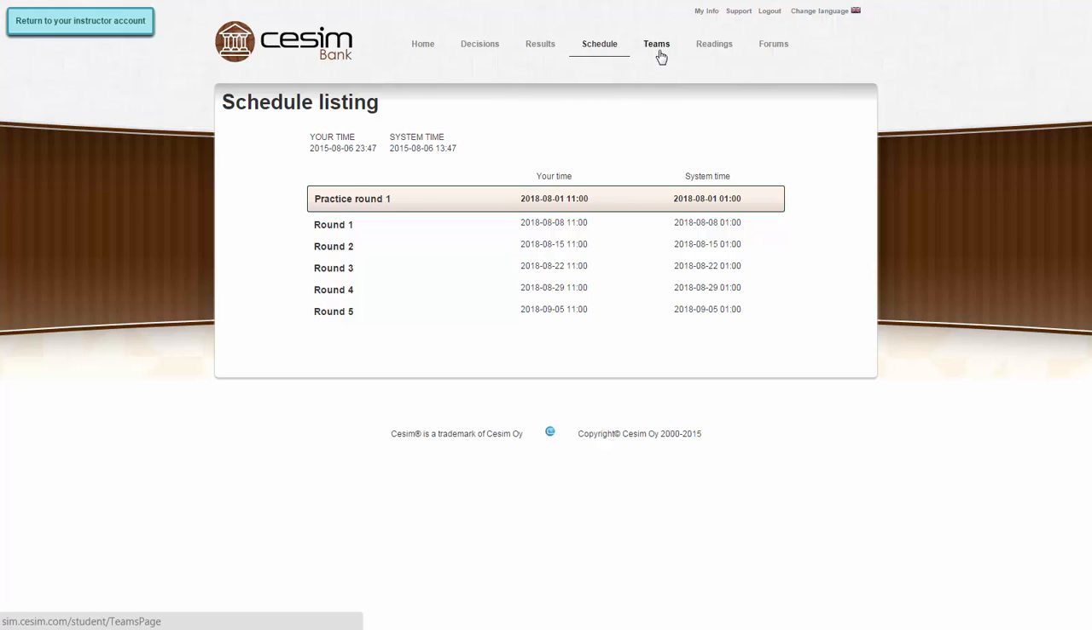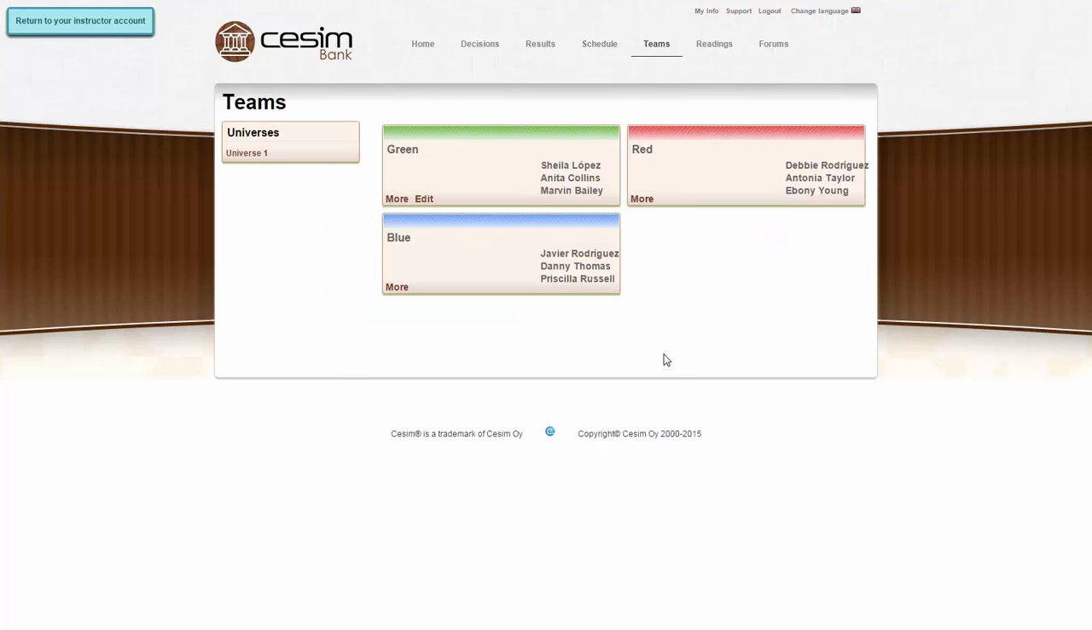during the course. Then we have the teams page where the participants can see the teams. They can also change the team names. Initially the teams have these color codes, but the participants can change the team name by clicking this edit link.